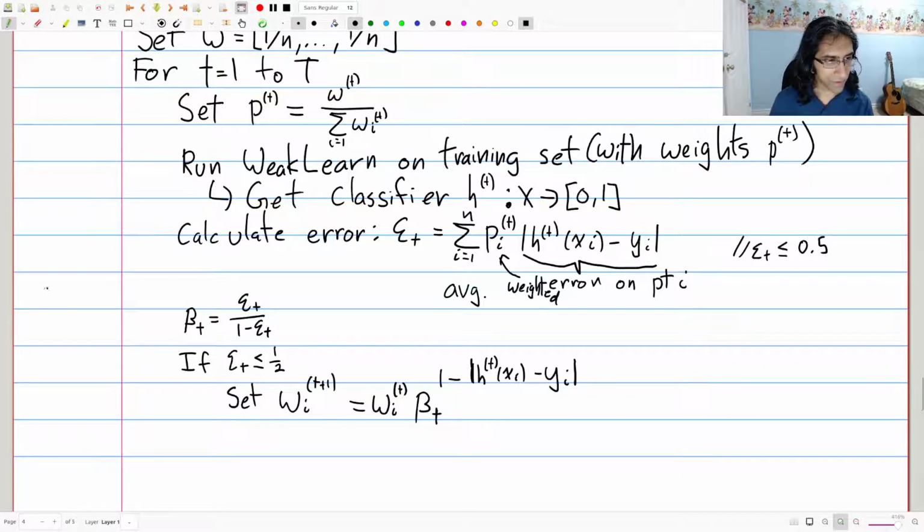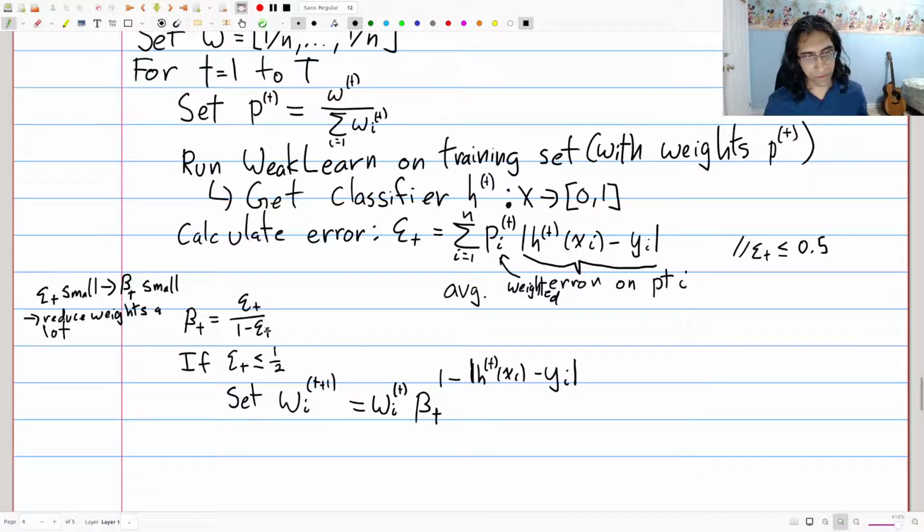So what does that mean? If epsilon t is small, this implies that beta sub t is going to be small, and that implies we reduce weights a lot. The way you can interpret this is, remember, these weights are telling you how much learning still needs to be done. The bigger they are, the more a point still needs to be learned. So if epsilon t is very, very small, that says we're done learning and we can get good accuracy on it. So we're going to shrink these weights down to pretty much 0 or something very small.